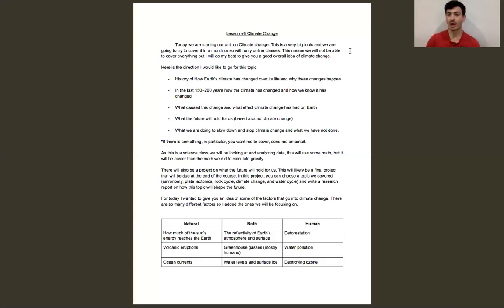By natural causes or natural effects on climate change, I mean things that happen without human interaction. The first one is how much energy from the sun reaches Earth. As the sunlight energy hits Earth, it's going to warm Earth up, and that warming increases temperature. So if Earth is closer to the sun, more energy from the sun hits Earth. Or if the sun gets bigger or hotter, we're going to have more energy hitting Earth.